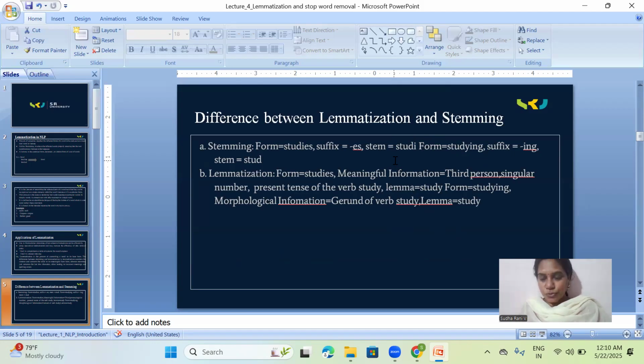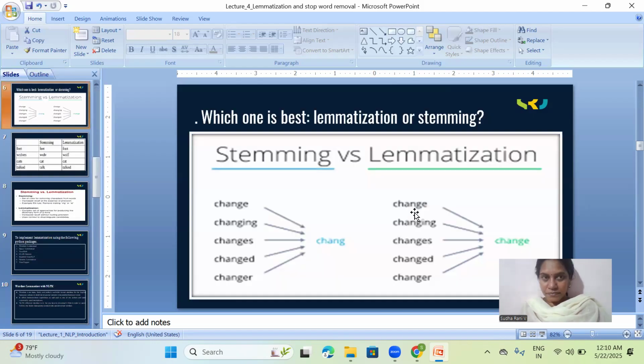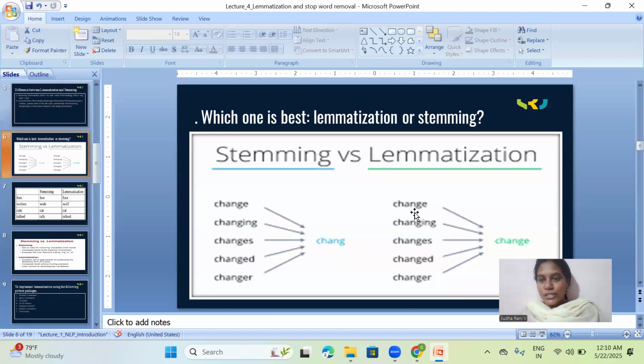So in stemming, the root word may be different. The root word may differ or change based on the stem word. But in lemmatization, whatever words we are taking, the root word is constant and meaningful, with proper spelling. Which one is best? This is the most important question. In which situations do we have to choose lemmatization, and in which situations do we have to choose stemming? Stemming versus lemmatization.